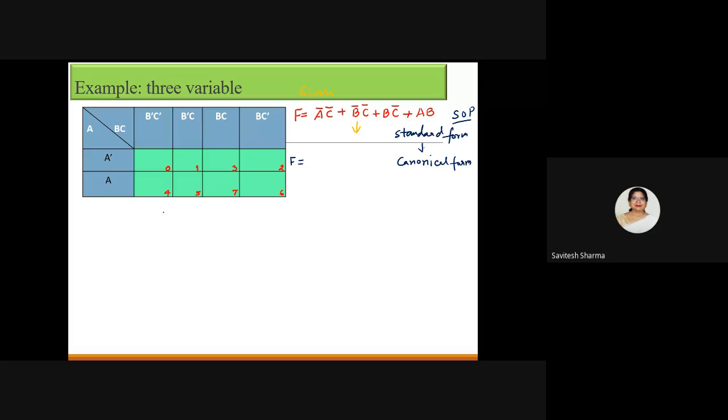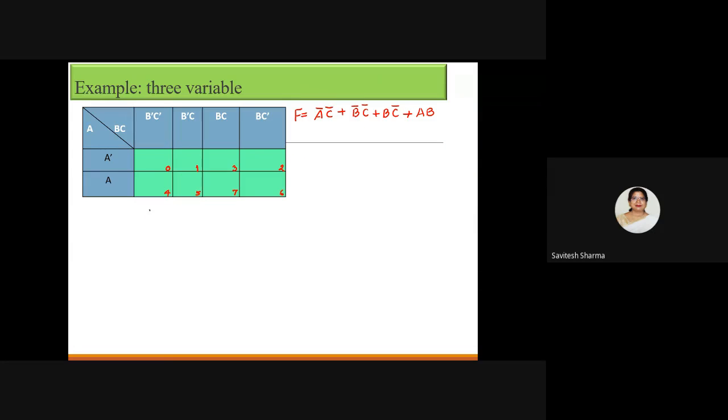So two things this question is asking you: convert the standard form into the canonical form and then solve it. How to convert this standard form into canonical form? Tell me the formula. You will see each term and find out which variable is missing. In this term B is missing, so you will use the theorem B plus B complement.